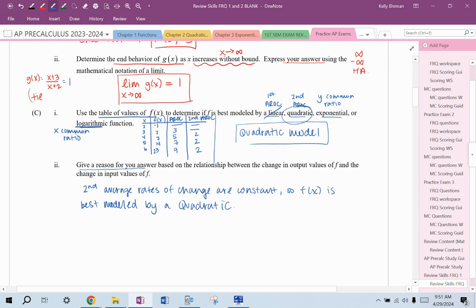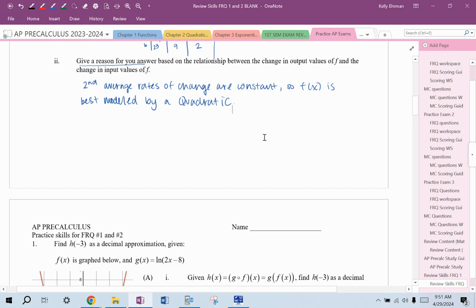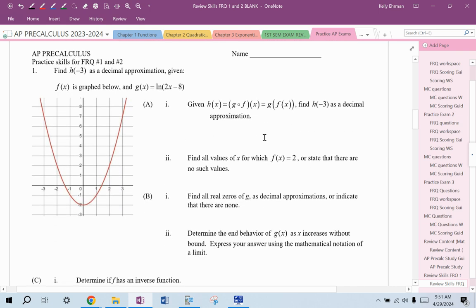And remember, if you have more choices, if it's the third differences, third average rate of change, it's cubic, fourth, quartic, etc. I don't think they would give us much higher degree than that. All right, what about our second problem number 1?